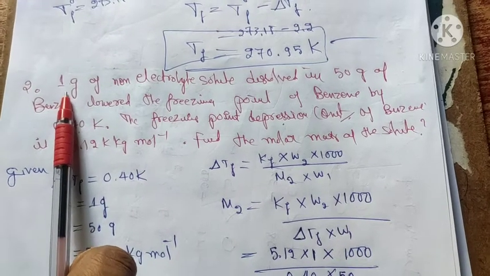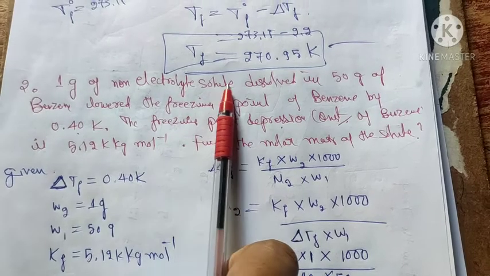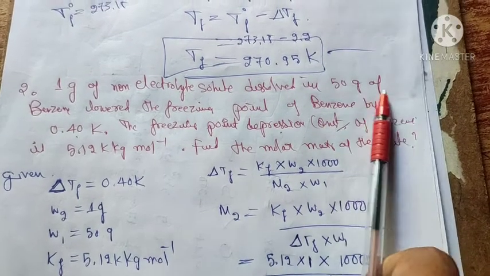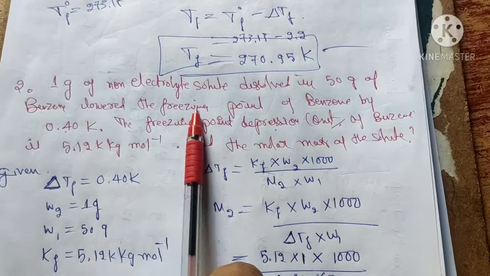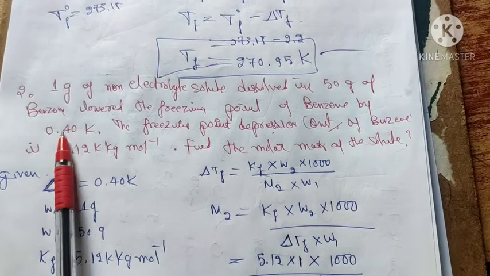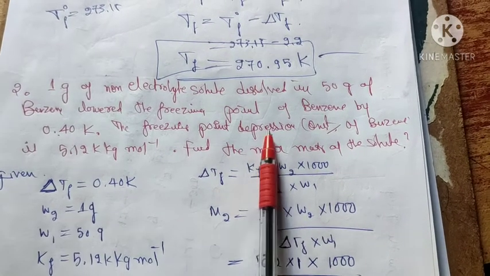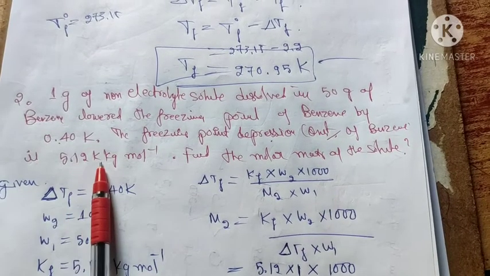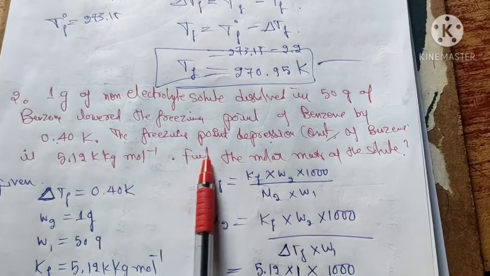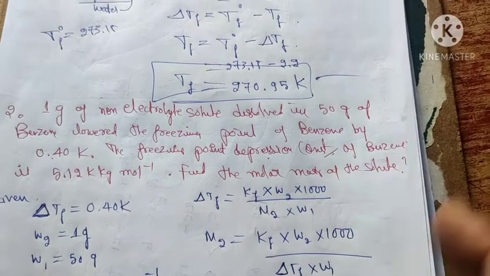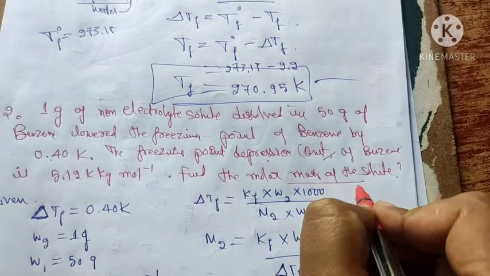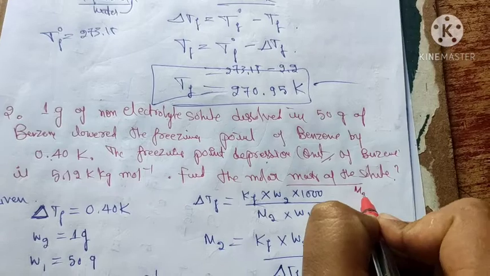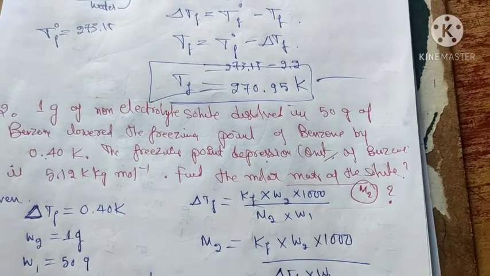Okay students, next problem. 1 gram of non-electrolyte solute dissolved in 50 gram of benzene lowered the freezing point of benzene by 0.40 Kelvin. The freezing point depression constant of benzene is 5.12 Kelvin kg per mole. Find the molar mass of the solute. Solute molar mass M2, we can calculate it.